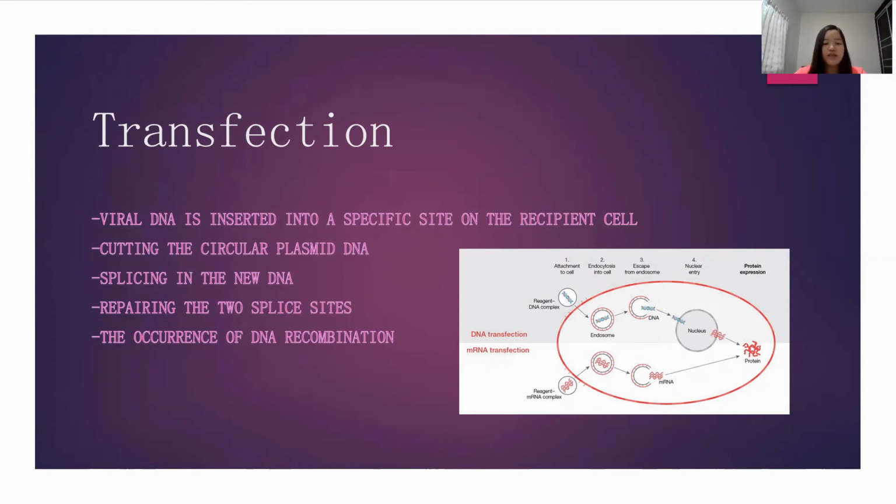The enzyme acts by cutting the circular plasmid DNA, then splicing in the new DNA and repairing the two sites. The asexual transfer of DNA enables the occurrence of DNA recombination. Therefore, it provides new genes to the new host. At this point, they are favored by low pH values.